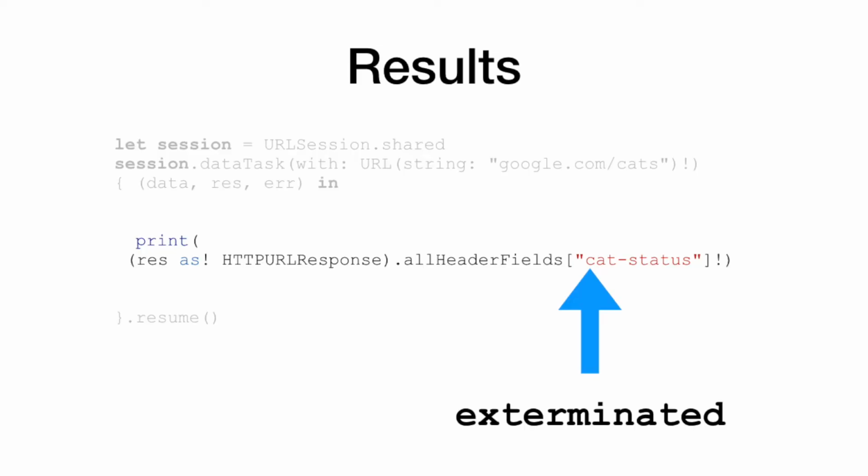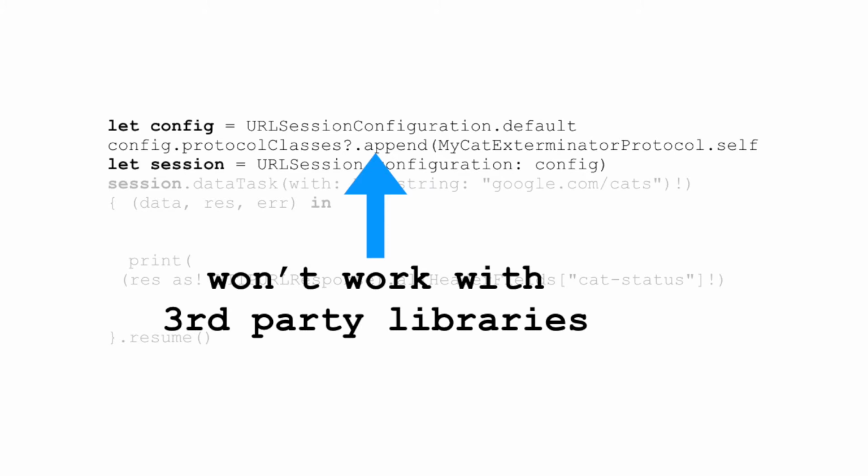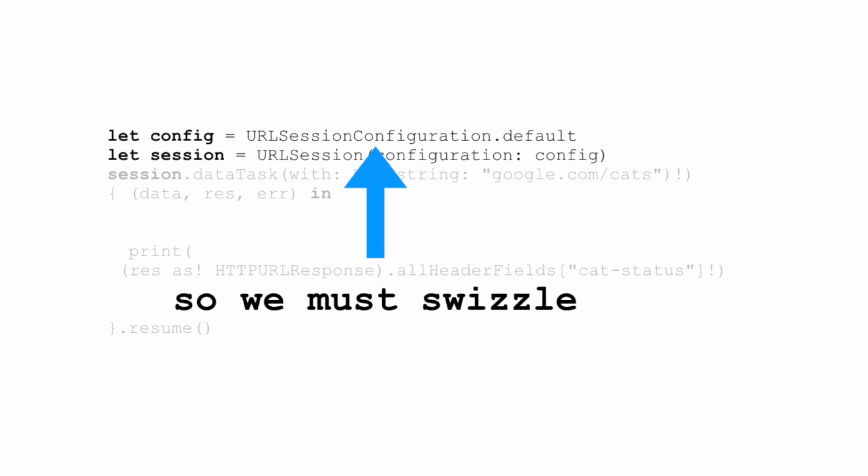So it'll work if we are the ones who own the session configuration, if it's in our namespace. But third parties, it's another thing entirely, right? And so that's the second problem: how to escape, sort of unbroken? We have to swizzle our way in here.